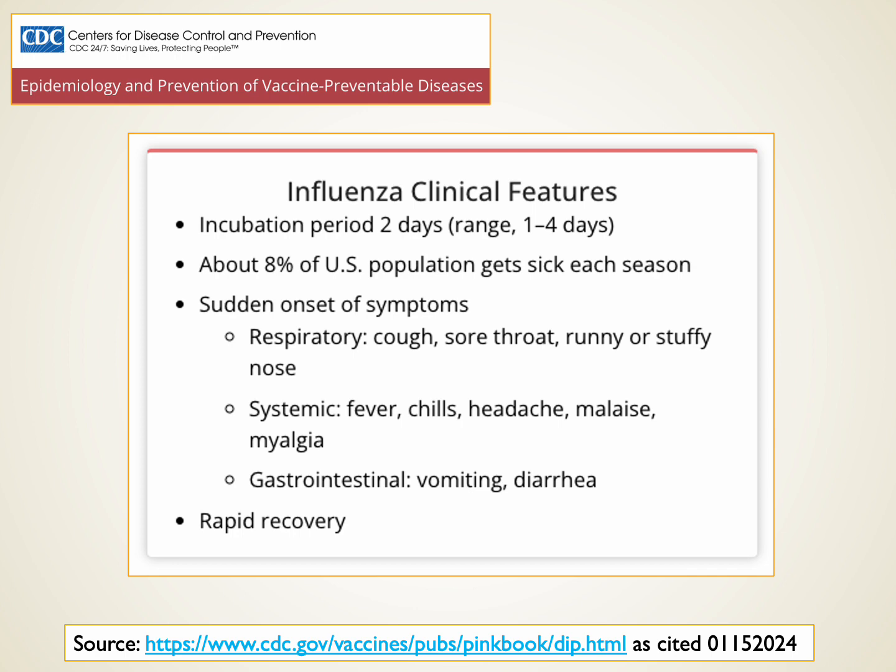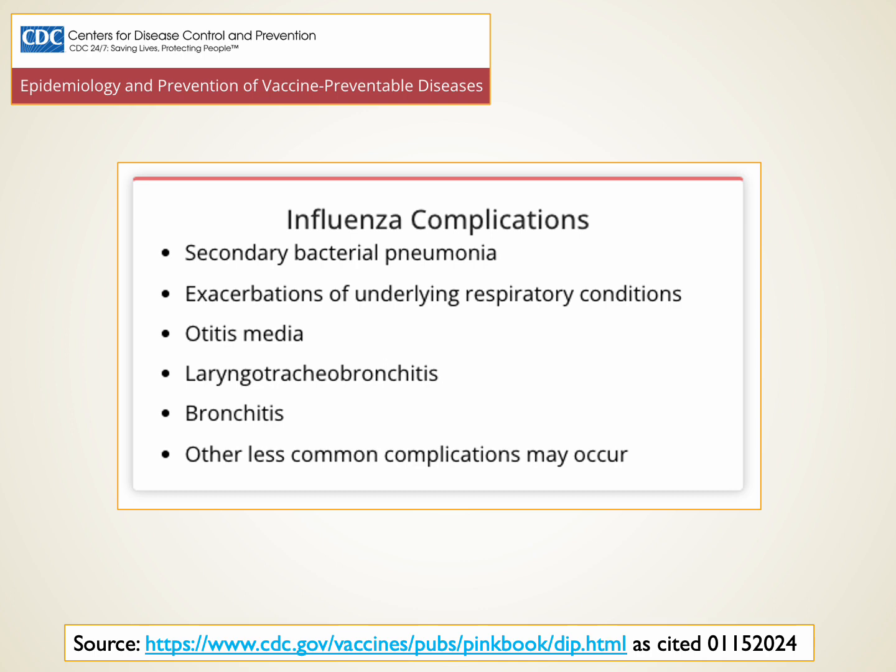Usually it's a rapid recovery, but who's at risk for complications? Generally older people who have other morbidities as well, and the risk really is secondary bacterial pneumonia, maybe an exacerbation of their underlying respiratory condition, otitis media, or bronchitis. Other kinds of complications can occur as well. So influenza can be fatal depending on the strain, the virulence of that strain, the immune status of the individual who's infected, and what other secondary bacterial risks they may present with.